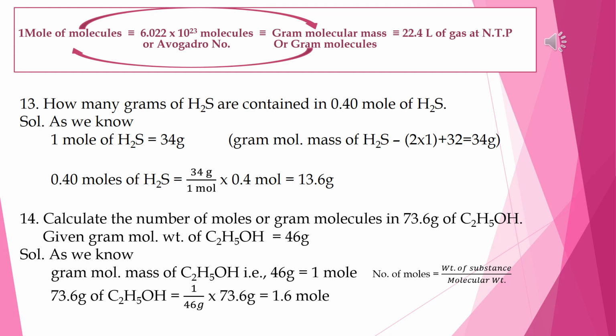As we know, the gram molecular mass is equal to 1 mole of that substance. So here, if we find out the number of moles, we can easily apply the simple relation: weight of substance divided by molecular weight. So 73.6 gram of ethyl alcohol is equal to weight of substance 73.6 divided by molecular weight, that is 46, which comes out 1.6 mole.